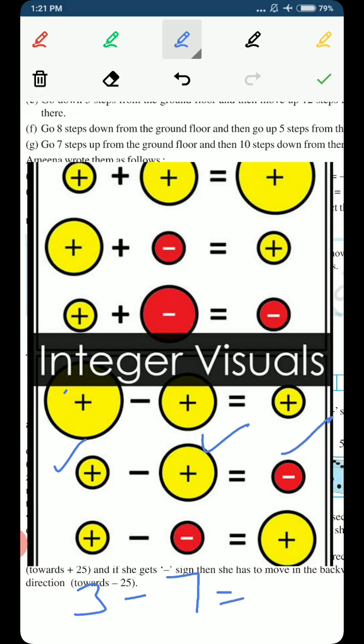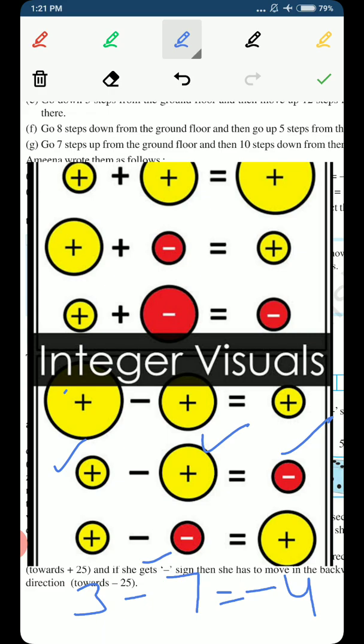The answer will be a negative integer, but of smaller value than this. So 3 minus 7. When we subtract 3 from 7, we get 4. But here we will get minus 4 by the reason that the symbol of 7 is bigger between 3 and 7. That's why the answer is minus 4.